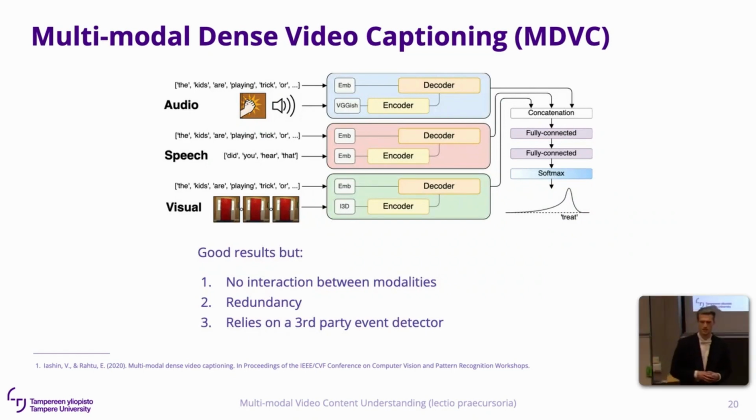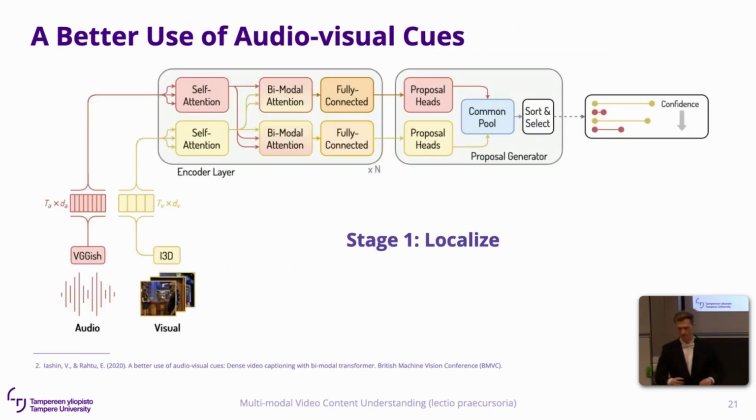The results were good, but it was just the first project that I worked on, so it had certain limitations. First of all, there was almost no interaction between modalities. Also, parts of the architecture were redundant. Finally, it relied on a third-party event detector. So we fixed these issues in the next paper. Back then, I was wondering how we could generalize the transformer to tackle multiple modalities and be better at modeling multimodal interactions.